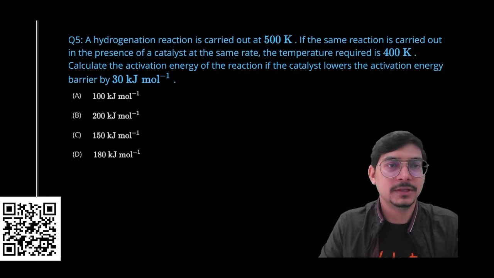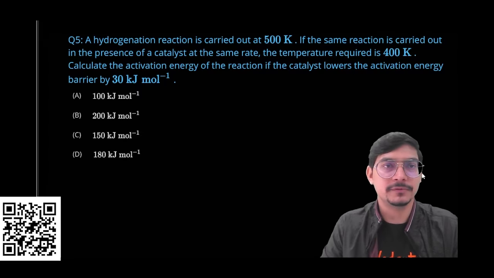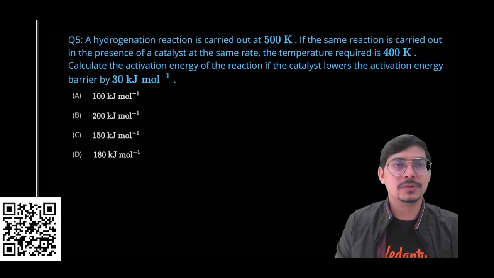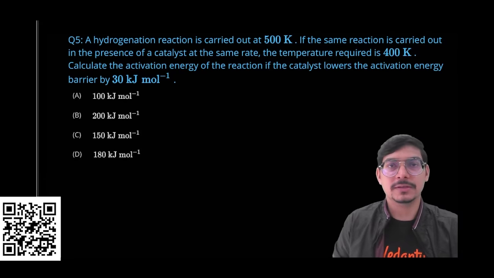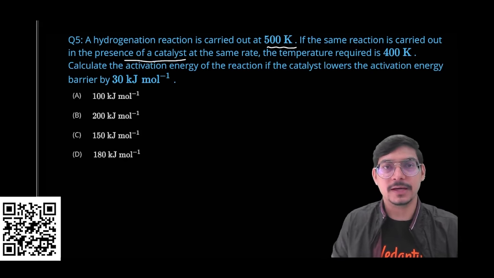Hi everyone. This question is based on the Arrhenius equation that gives us temperature dependence of reaction rate. In this question, we are given that a hydrogenation reaction is carried out at 500 Kelvin. So the initial temperature is 500 Kelvin. If the same reaction is carried out in the presence of the catalyst at the same rate.